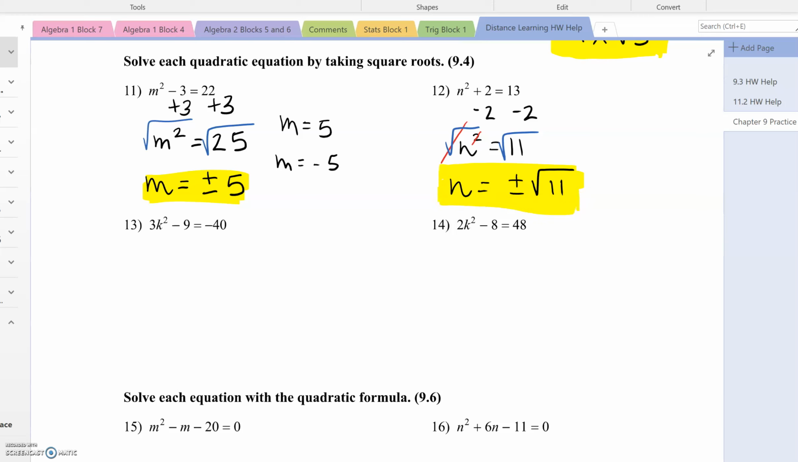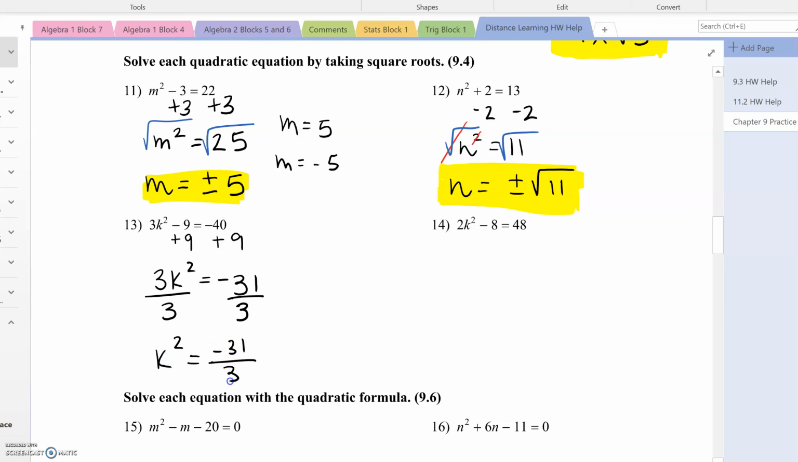The next problem we have is 13. Again, the first thing you want to do is try to get the variable completely by itself. So my first step here is to add 9 to both sides. So I get 3k squared equals negative 31. Now I'm trying to get the variable completely by itself. It's currently being multiplied by 3, so I'm going to divide both sides by 3 and get k squared equals negative 31 over 3. Now again, I'm trying to get the variable completely by itself, so I'm going to take the square root of both sides. The square root and the squared cancel, and I get k equals the square root of negative 31 over 3.